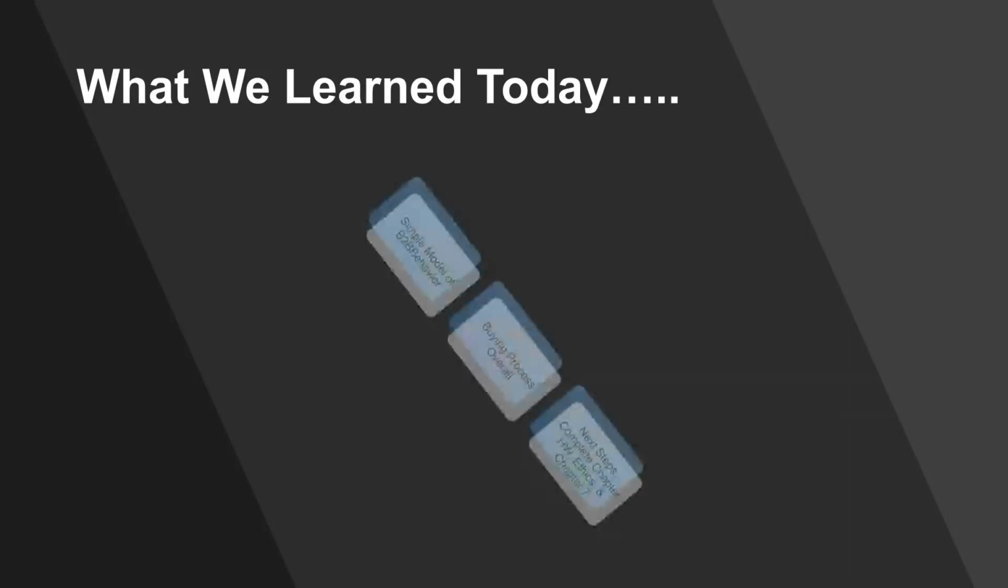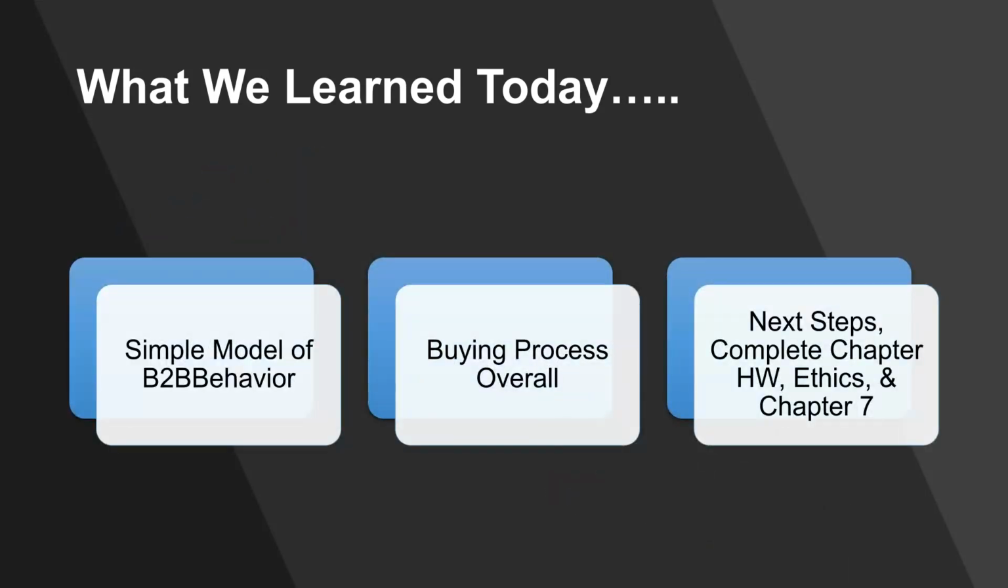So what we learned today was three things. We really went through a simple model of B2B buying behavior. We went through the overall buying process. And then last but not least, we talked about institutions and government purchasing processes.